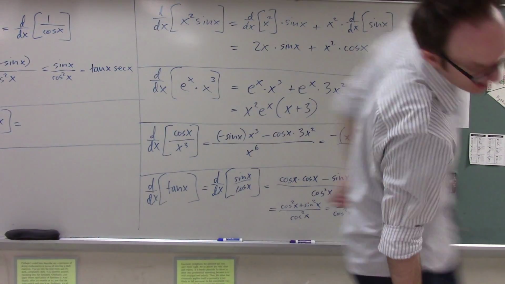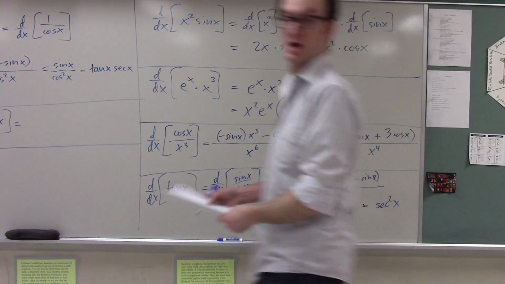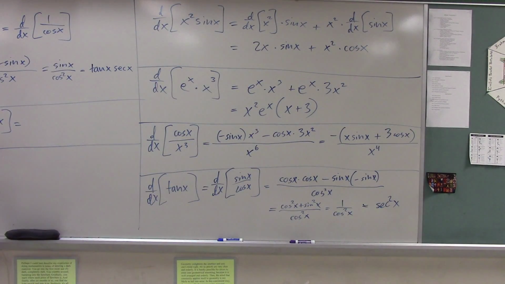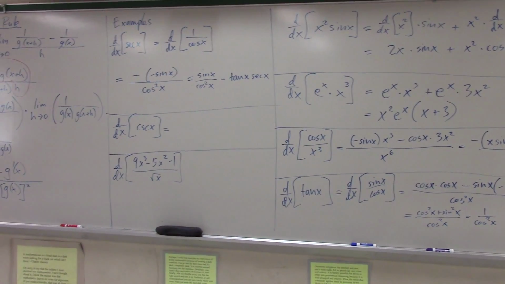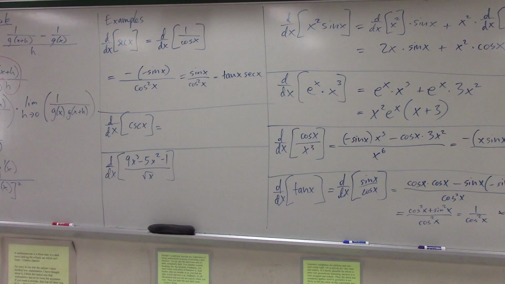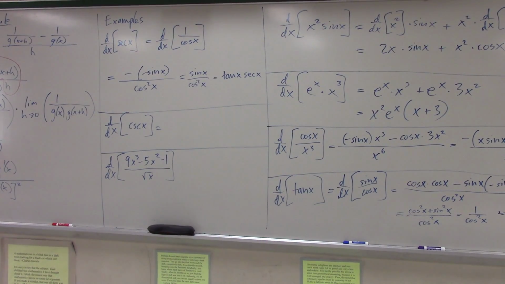Is there anything else I wanted to do? Of course there is. Oh yeah. Not sure if I'm in frame or not, but let's do this: 9x cubed minus 5x squared minus 1 over root x. Okay, this seems like a perfect application of the quotient rule, and if I was doing this normally in class, I would give everybody 2 minutes and watch them trying to apply the quotient rule here, which is quite annoying.